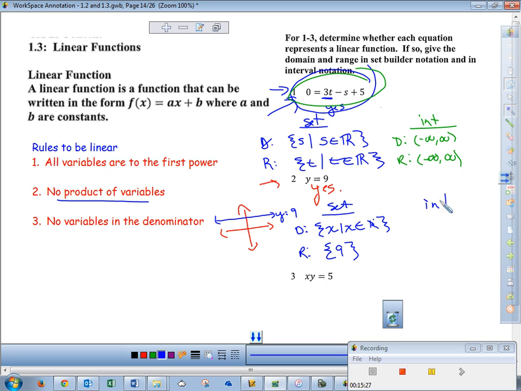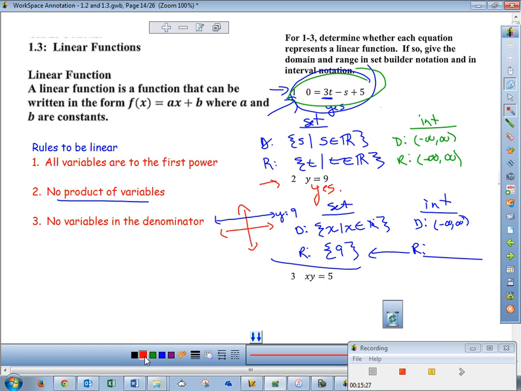So in interval notation, the domain is very simple: negative infinity to positive infinity. Range is impossible to write in interval notation. Can't do it. That's why we have 2 different forms. It is impossible to say from 9 to 9 in interval notation, because it's only one number. That's why you sometimes have to put things in set notation. Sometimes you can put it in interval notation. You just can't do both.